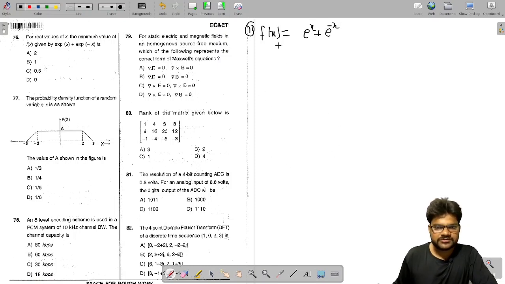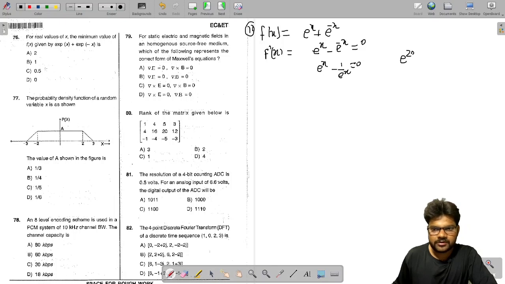For minimum and maximum we know we have to differentiate it and put it equal to 0. So let's differentiate it: this is e to the power x and this will become minus e to the power minus x, and let us put it equal to 0. So this will be e to the power x minus 1 by e to the power x equals 0. So e to the power 2x minus 1 equals 0, e to the power 2x is 1, 2x is ln 1 which is 0, and x is going to be 0.